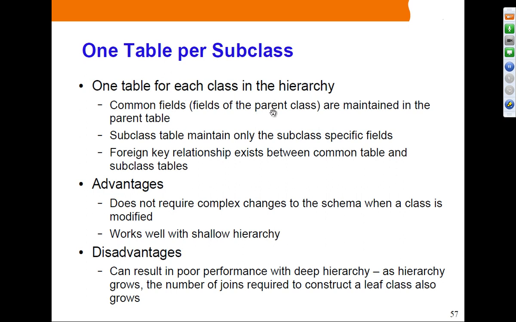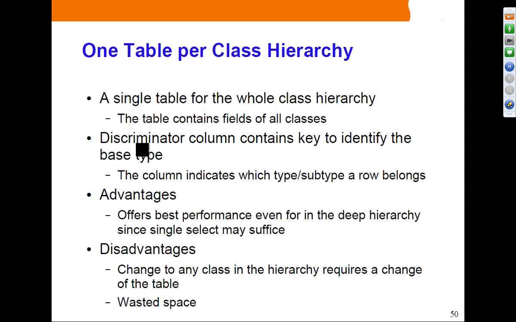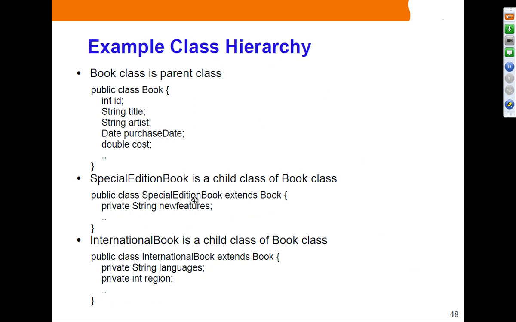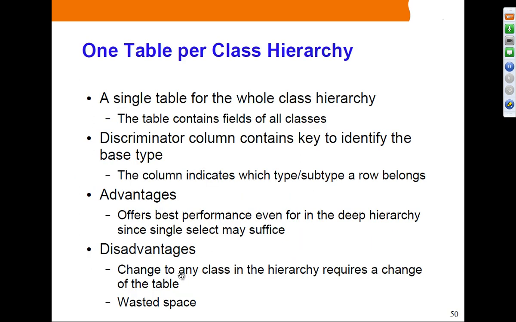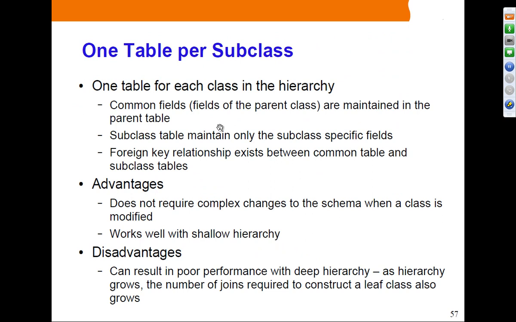The common fields, in this case of the parent class, are maintained in the parent table, and the subclass table only maintains the subclass-specific fields. So the special edition book table will have only a new features column, and the international book will have two columns, languages and region. We are going to see the result when you do the hands-on lab. The subclass table should have a foreign key column pointing to this common parent table.